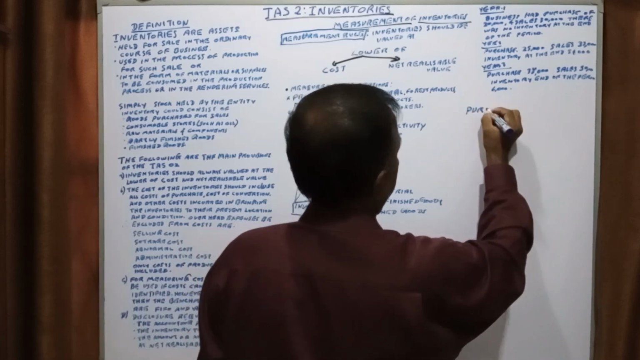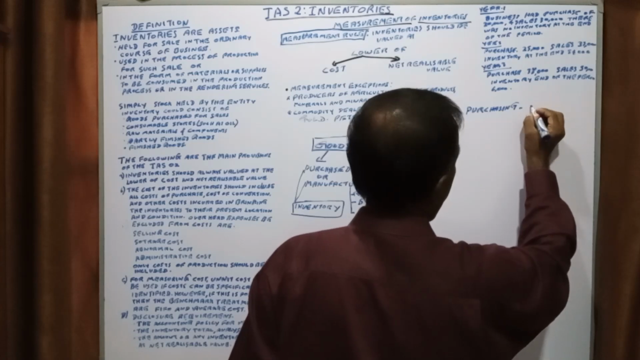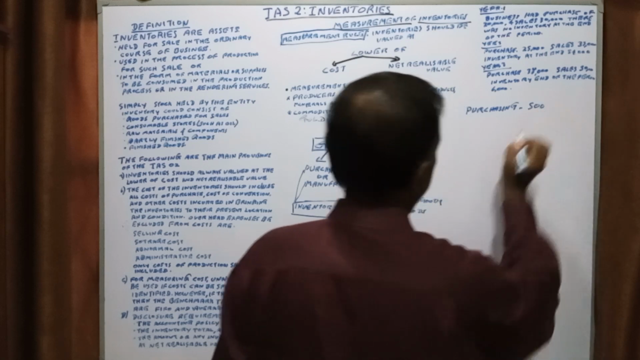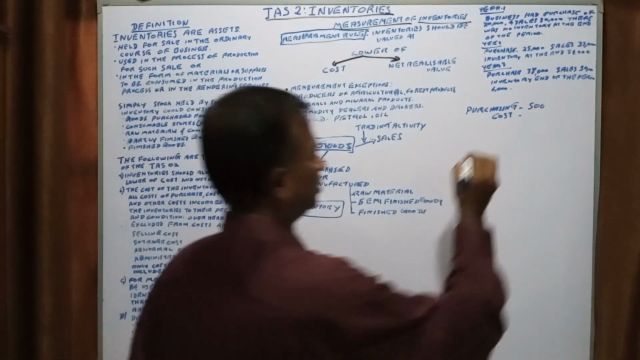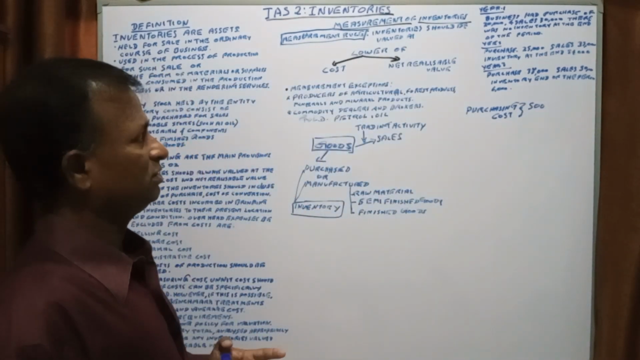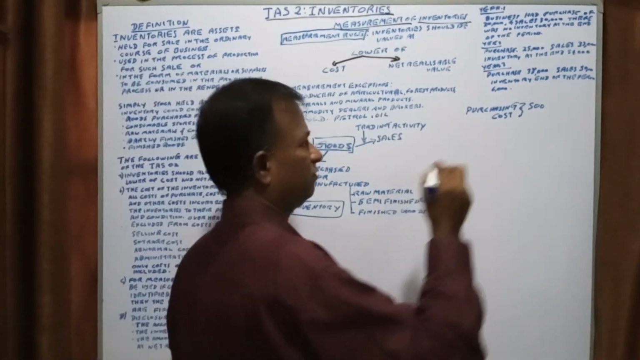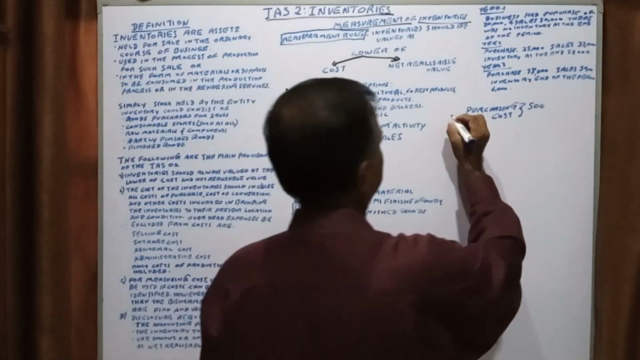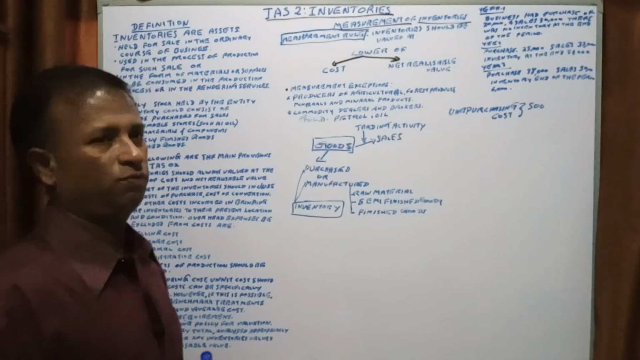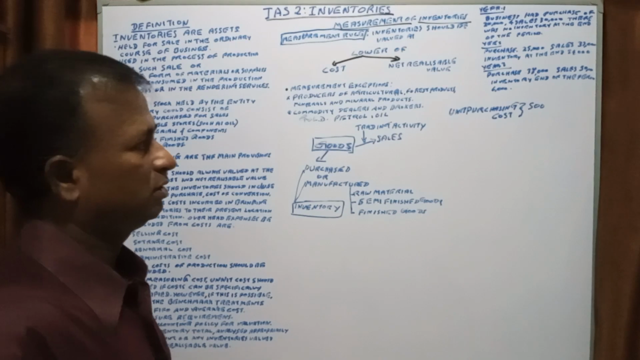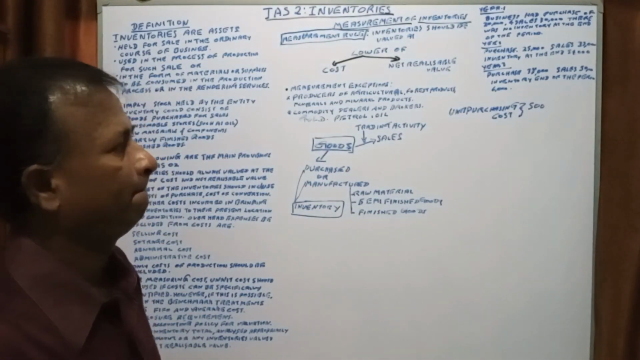Say we have purchased inventories, and the purchasing cost is 500 rupees. Here we say unit purchasing cost. We have to calculate the costing for one unit of the product, not the whole purchases. Unit purchasing cost is 500.